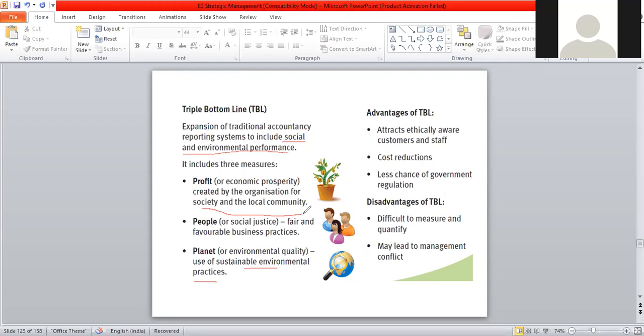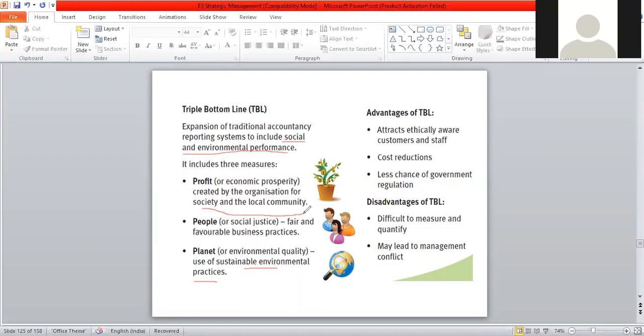Then what are the advantages of a triple bottom line? It attracts ethically aware customers and staff. Then costs are reduced, less chance of government regulation. When would the government take a regulation? When they do not comply with the rules and regulations, the procedures and policies are not followed. Then in that case, the government will have to look into what are the effects of that organization. So here it says that there is less chance of government regulation.